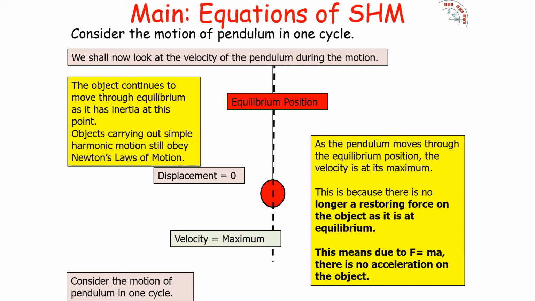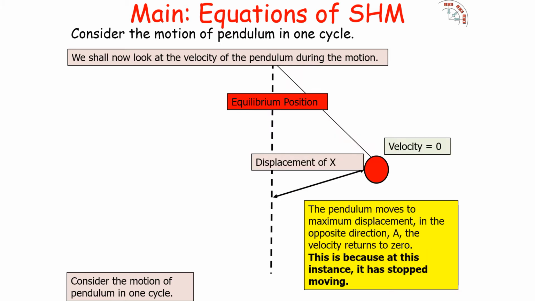Objects carrying out simple harmonic motion still obey Newton's laws of motion. So at this point, when it gets to the maximum displacement A, this tells us the velocity has returned to 0.